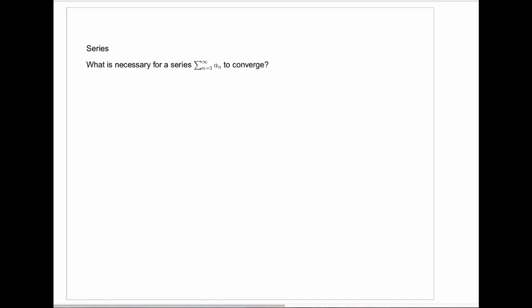We're going to ask a question: what is necessary for a series, the sum from n equals 1 to infinity of a sub n, to converge? We already have seen the definition, and I'll state it like this. We say the series converges when this sequence, a1, a1 plus a2, a1 plus a2 plus a3, a1 plus a2 plus a3 plus a4, etc.